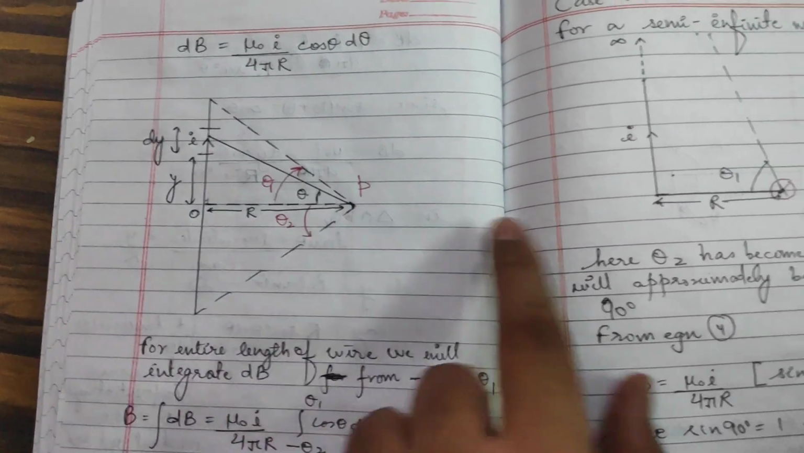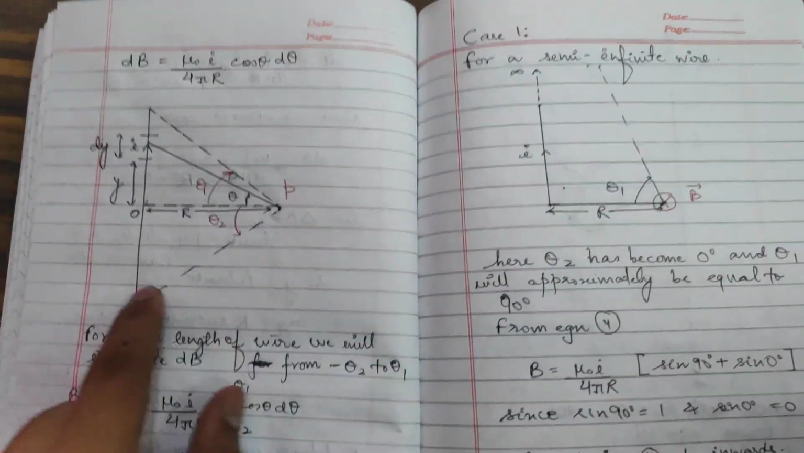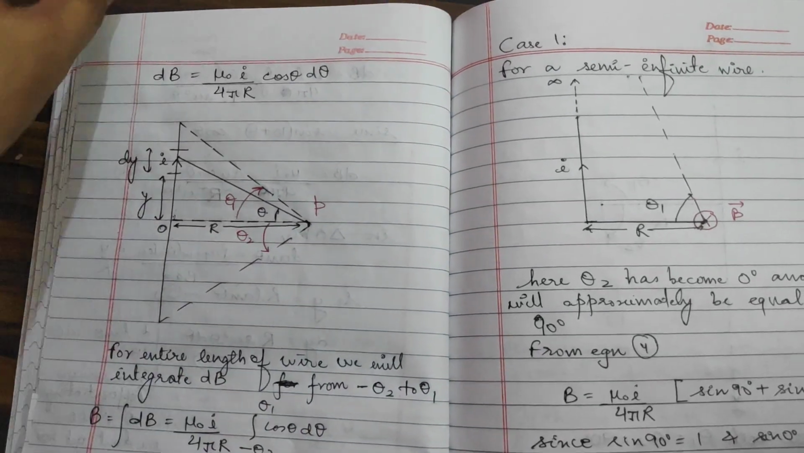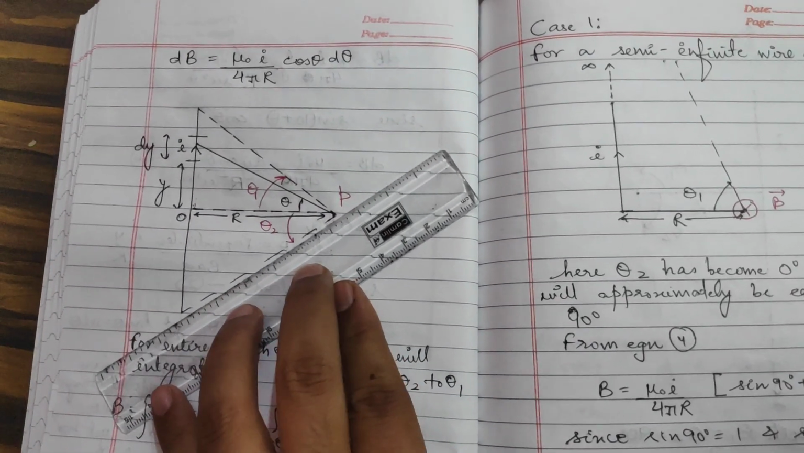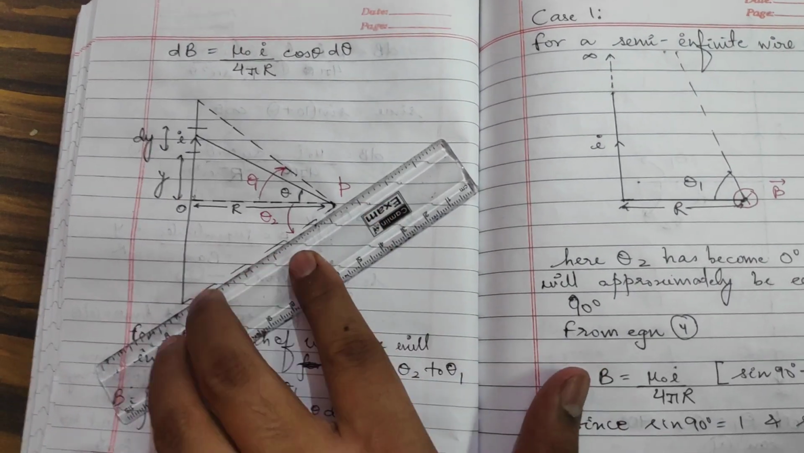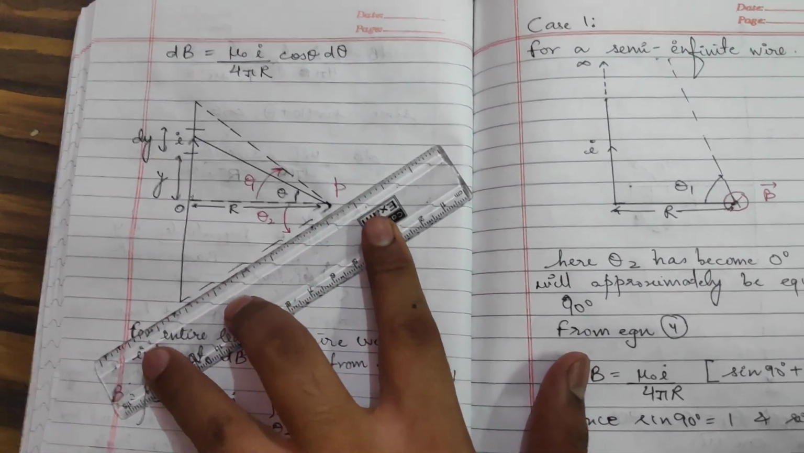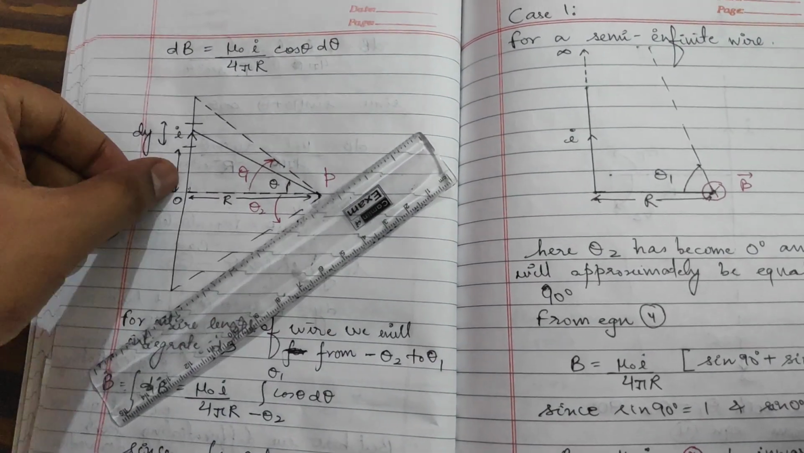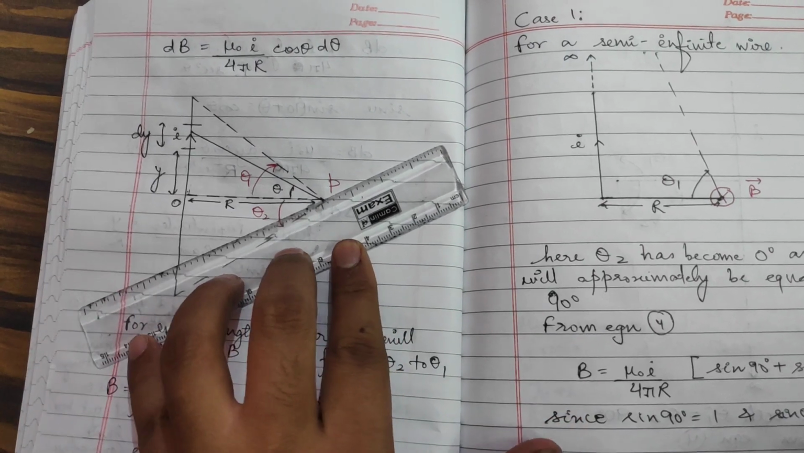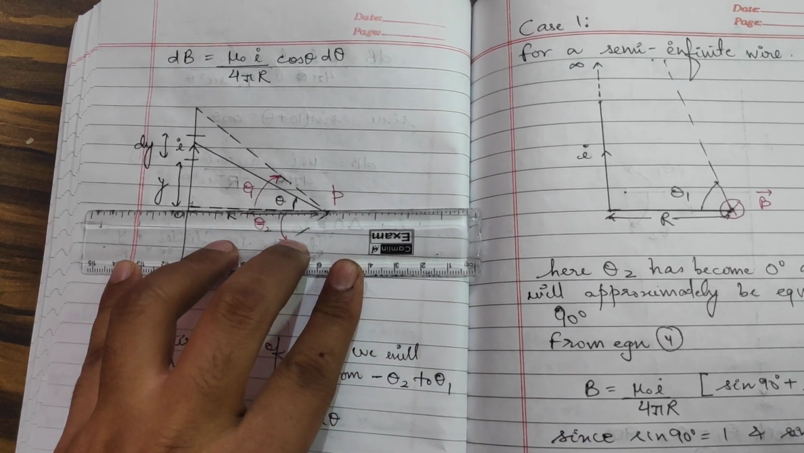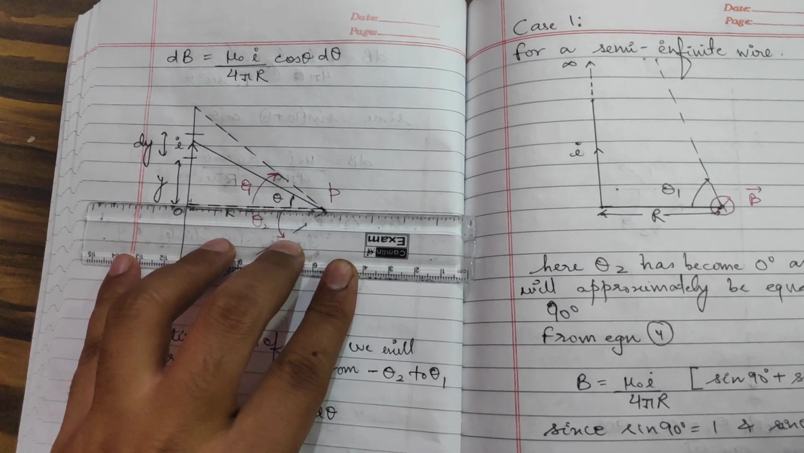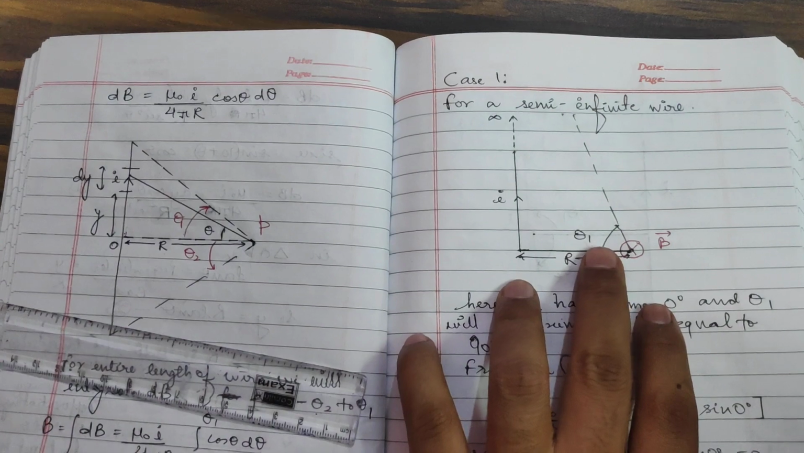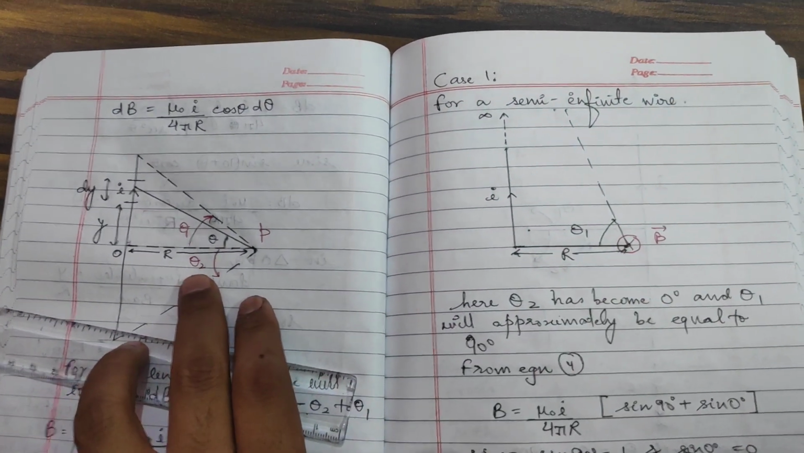So if you see, this point has come over here. What happens? The line joining this point and point P is gradually moving up. If this point is moved to point O, this line will gradually move up like this and coincide with capital R. So the value of theta 2 becomes 0 degree. So theta 1 becomes 90 degree and theta 2 becomes 0 degree.